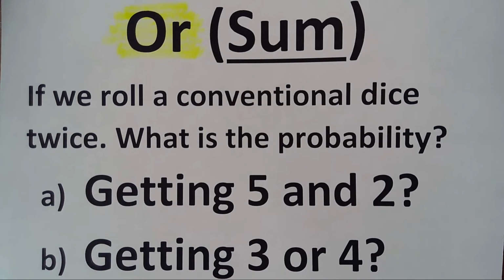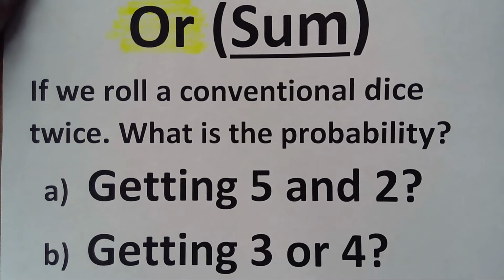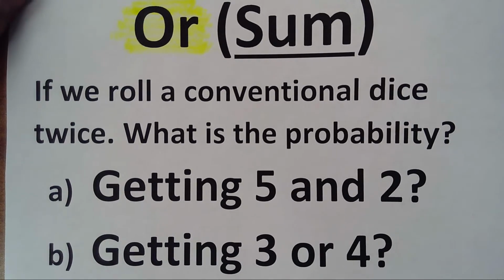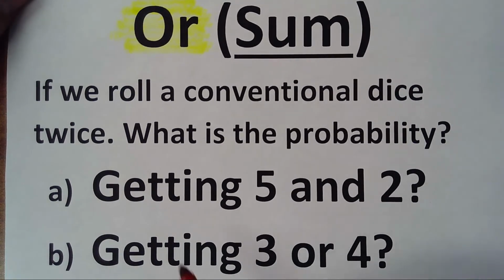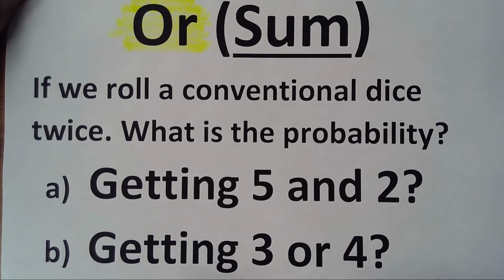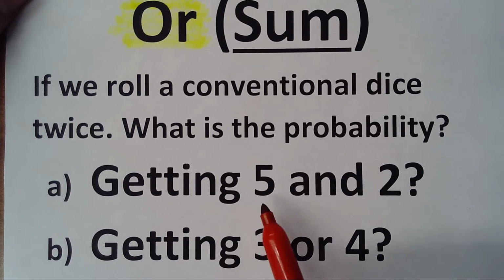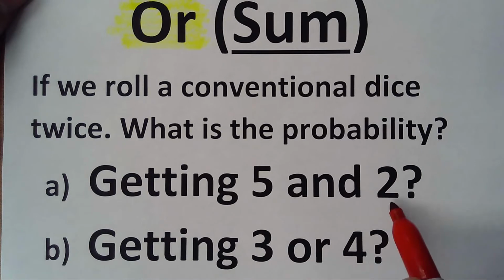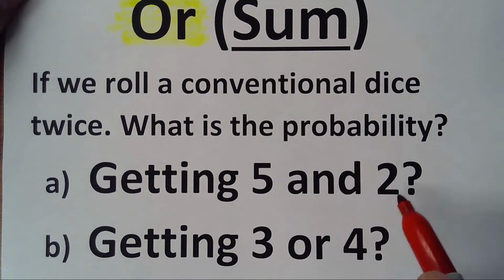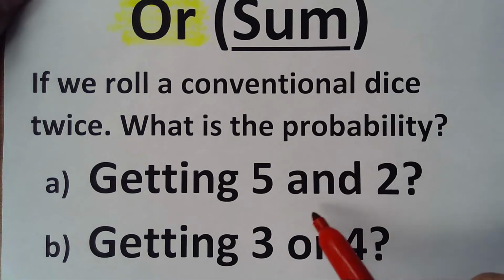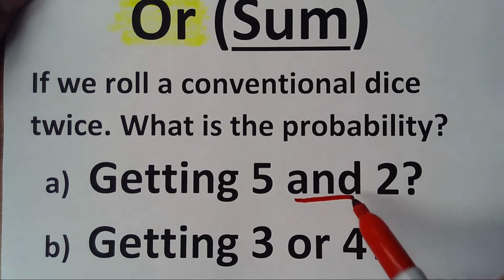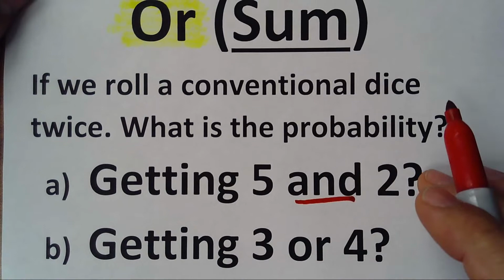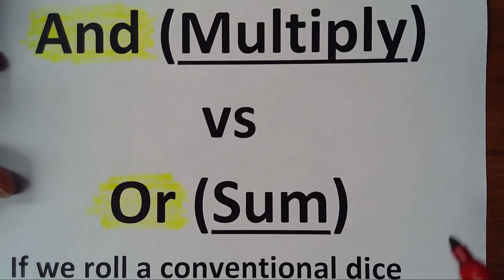If we roll a conventional dice, so we talk about a 6-faced dice, right, twice, what is the probability? And we have two options: getting a 5, and getting a 2 in the second rolling. Okay, that's A. So we're using the word "and". So let's solve this here on top.